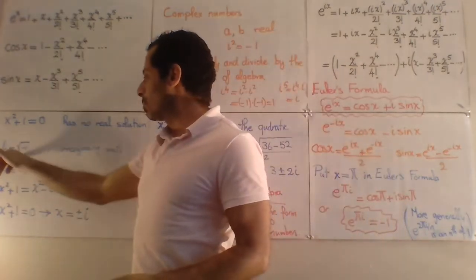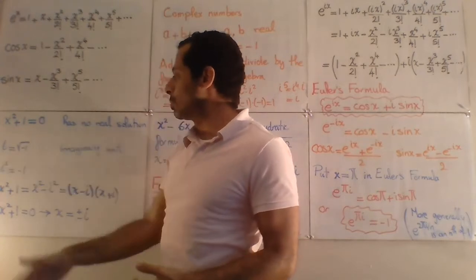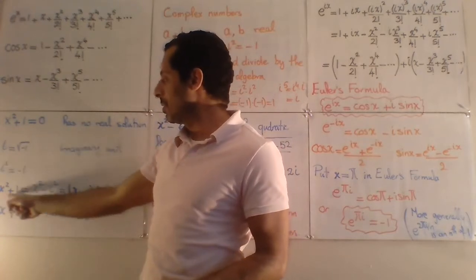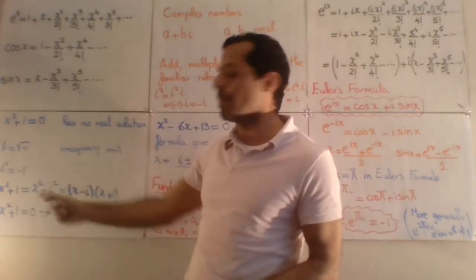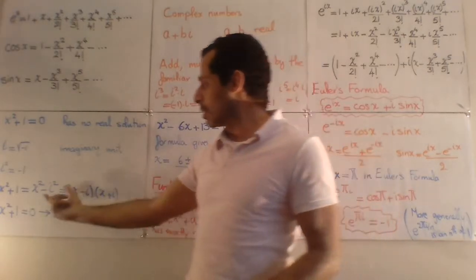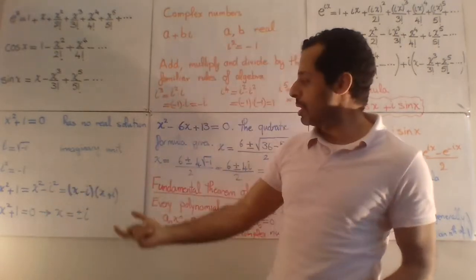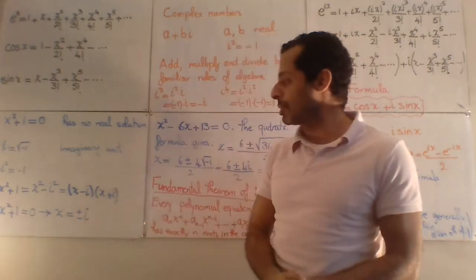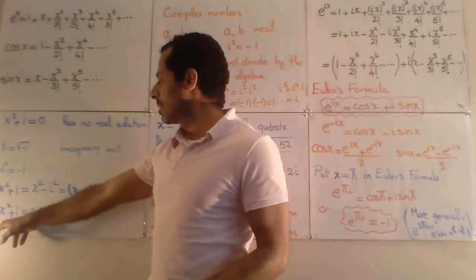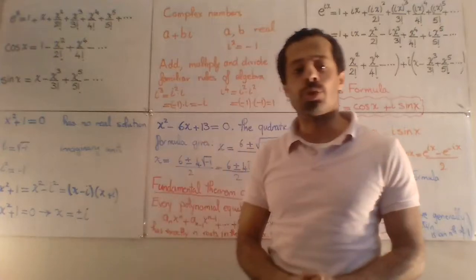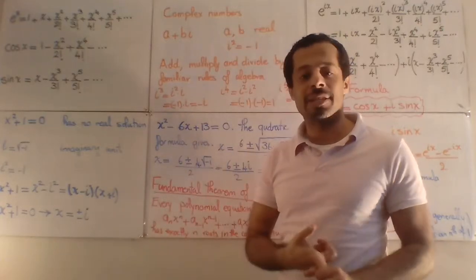And if i equals the square root of negative 1, then i squared equals negative 1. Then we can rewrite x squared plus 1 as x squared minus i squared. Factor x squared minus i squared as a difference of two squares, as x minus i times x plus i, and from this we get that x squared plus 1 equals 0 has two solutions, x equals positive i and x equals negative i.